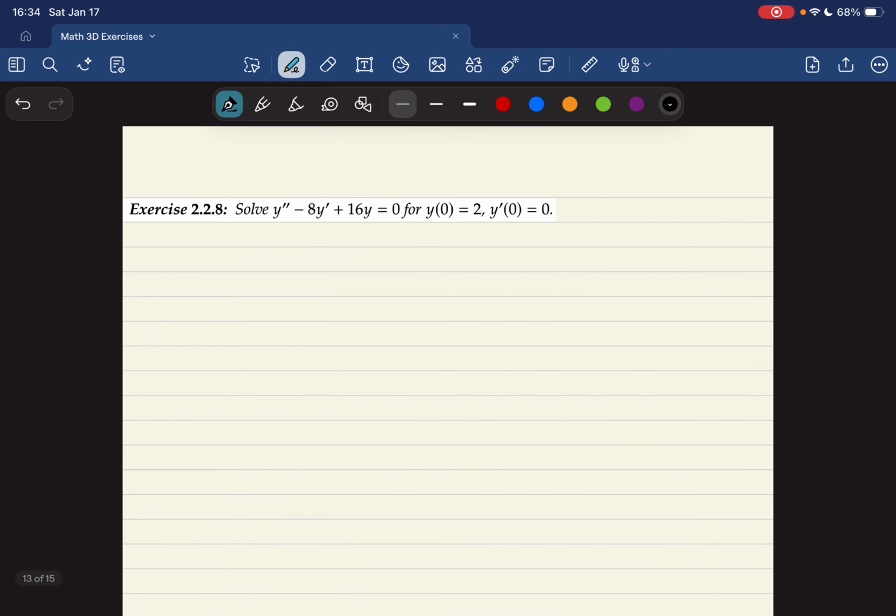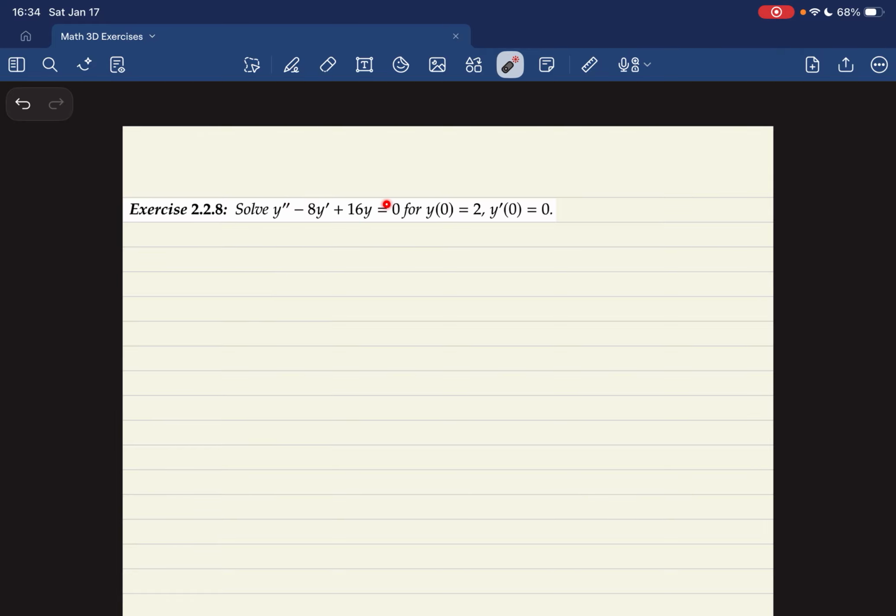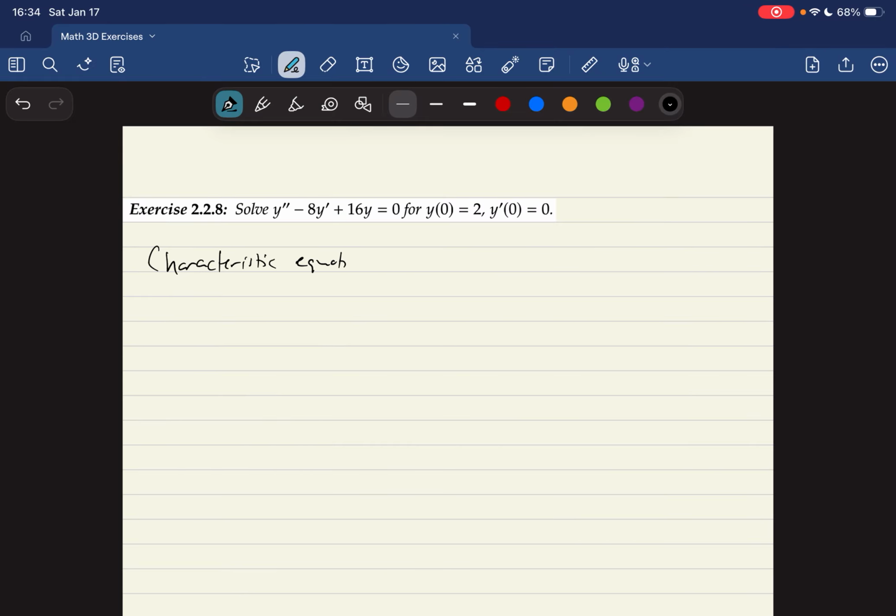How about this equation? Well, again, we're in a similar situation as before. So we have a second order linear homogeneous constant coefficient ODE. And so our first task is going to be to solve the characteristic equation, which in our case is r squared minus 8r plus 16 equals 0.